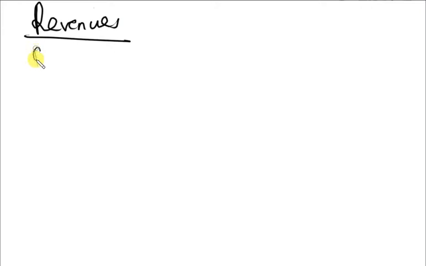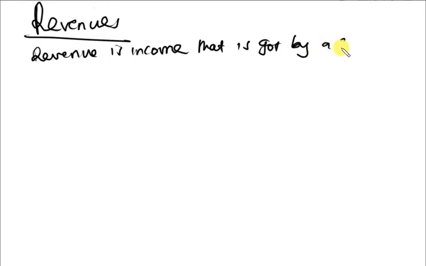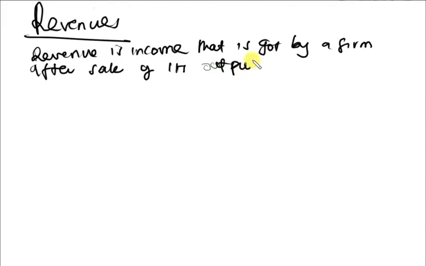So revenue is income. The income that is got by a firm after the sale of its output. So when a firm sells its output, of course you expect to get money. So when you get that money, it's called revenue.